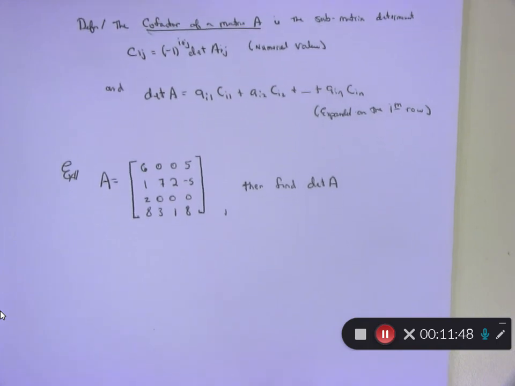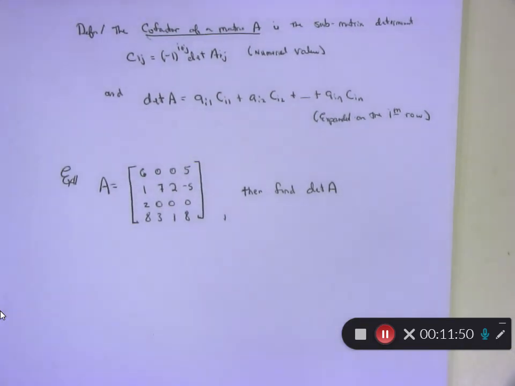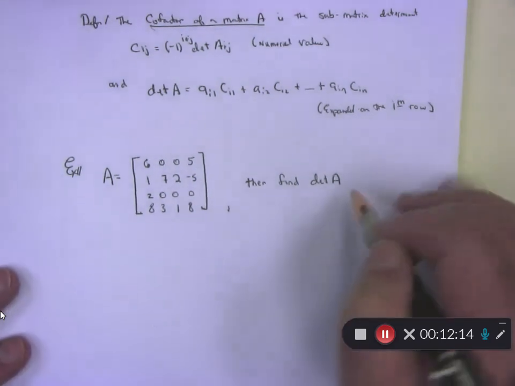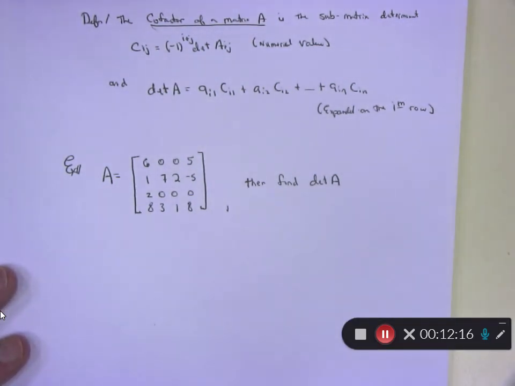Now, here's what you really want to see. Here's one. It is a 4x4 matrix. It is 6, 0, 0, 5; 1, 7, 2, -5; 2, 0, 0, 0; 8, 3, 1, 8. I want you to find the determinant of this guy. Again, to find the determinant, I'm going to use what I call expansion by minors.